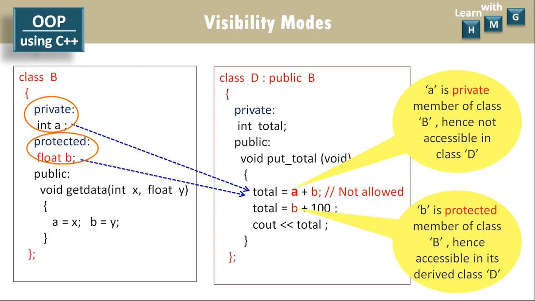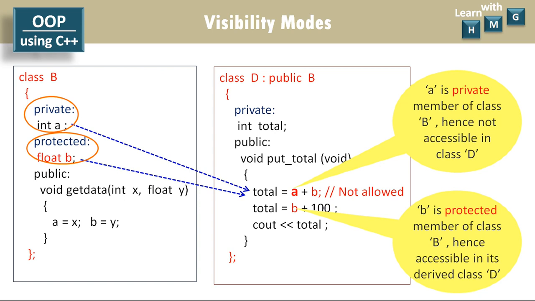So like this, here you can easily understand from this example that private data members are not accessible outside the class. Protected data members are accessible in their immediate derived class.